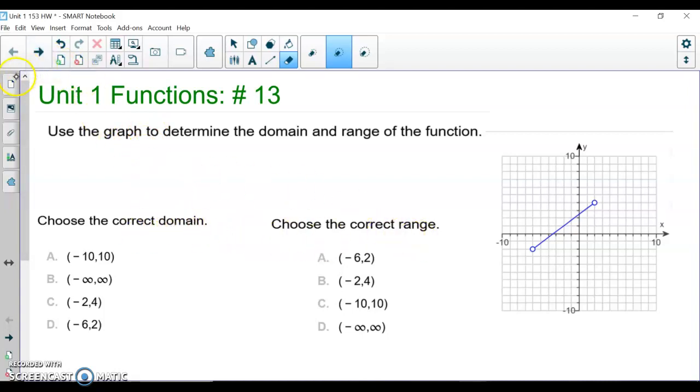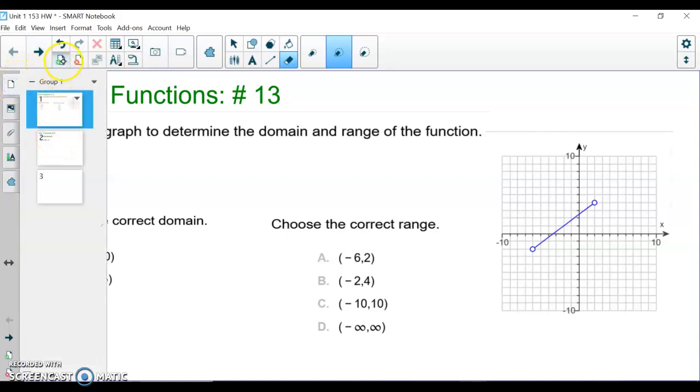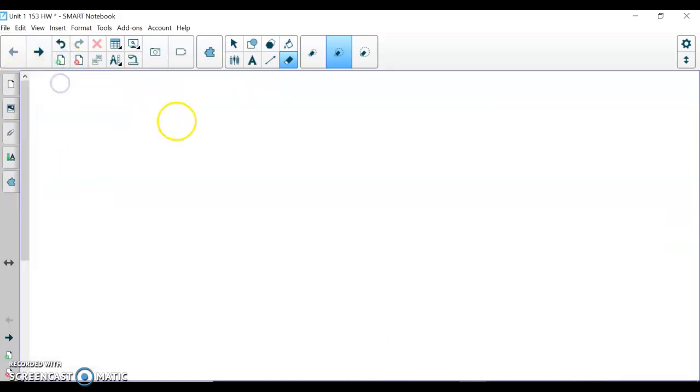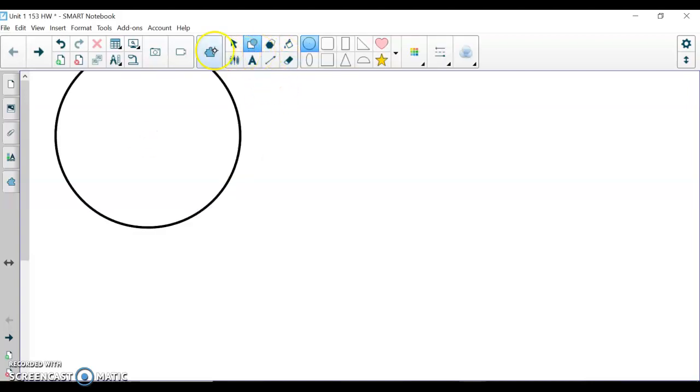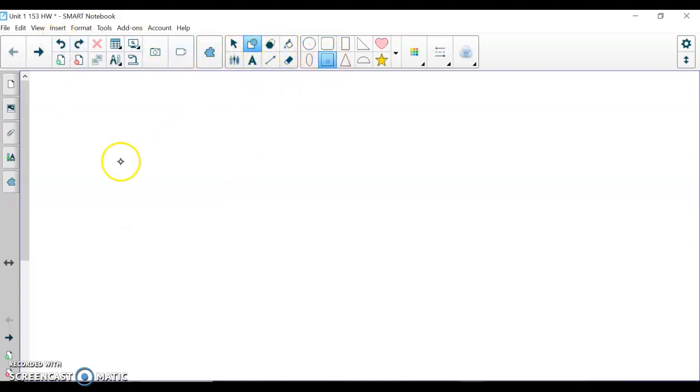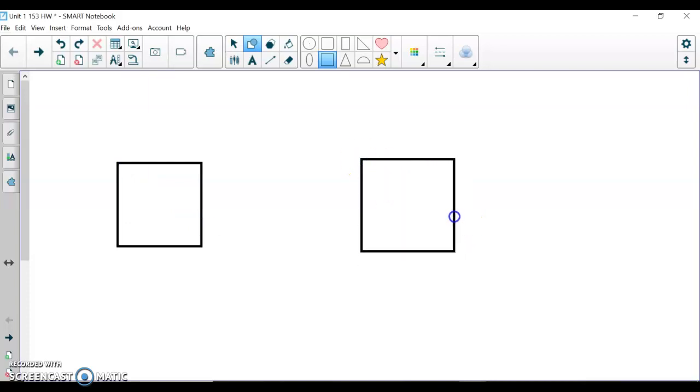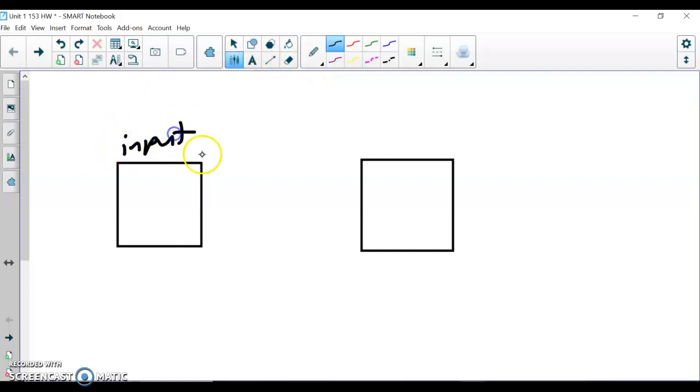Let's do a real quick review of functions. Remember, a function is a relationship between two sets. One set here, one set here, and these two sets are related via an input-output relationship. You plug something into the function, that's the input, you get something out. That's the output.